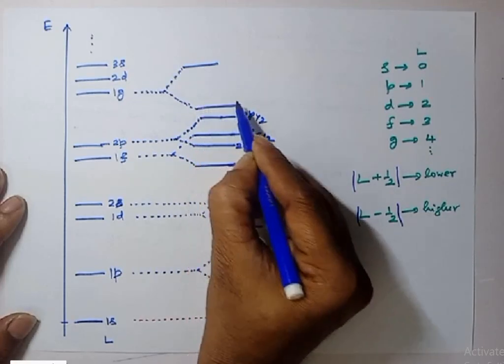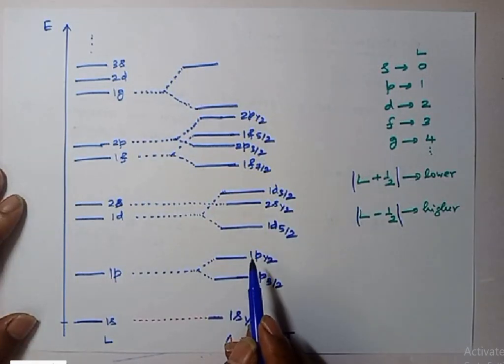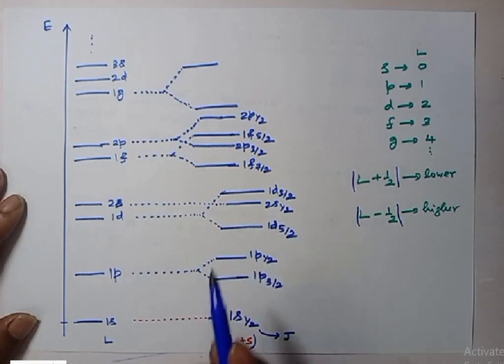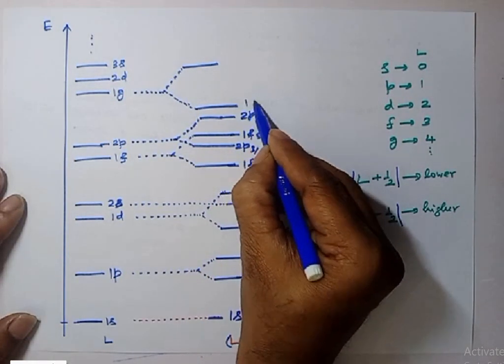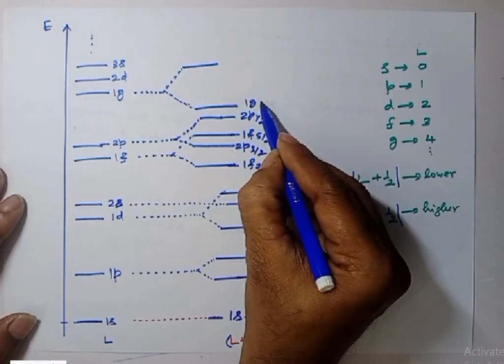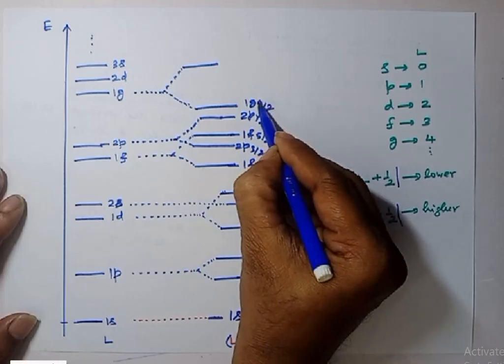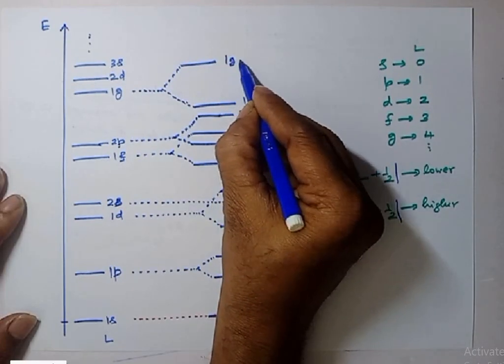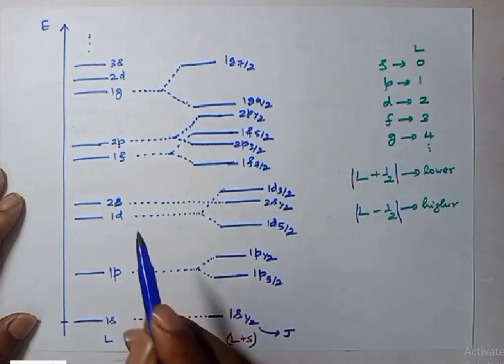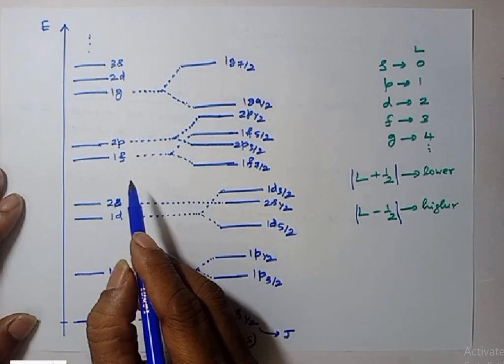Observe this carefully, very important. This is 1G. For G it is 9 by 2. This is 1G 9 by 2, and this is 1G 7 by 2. Then 2D will split.